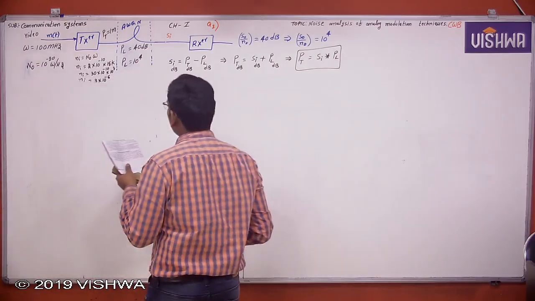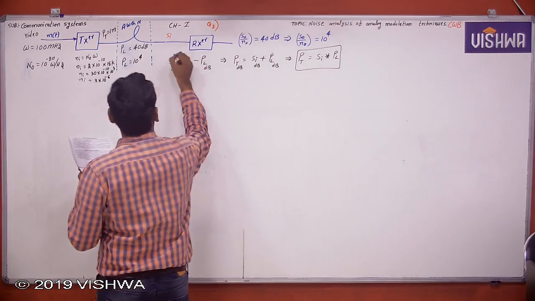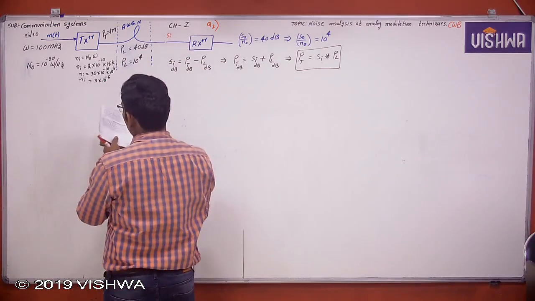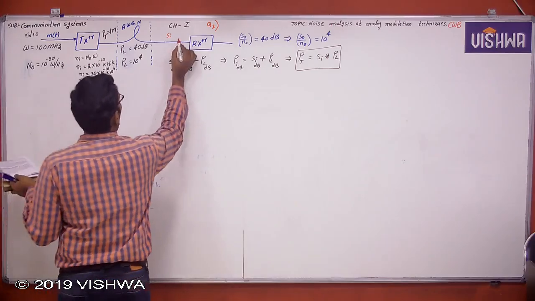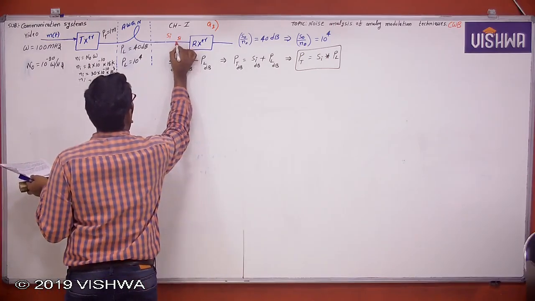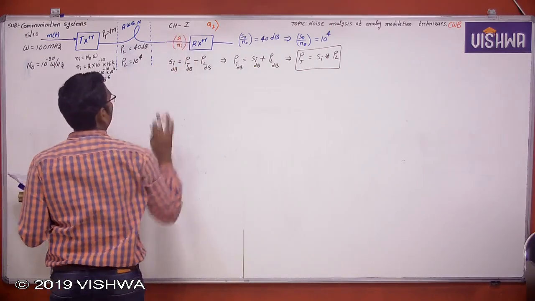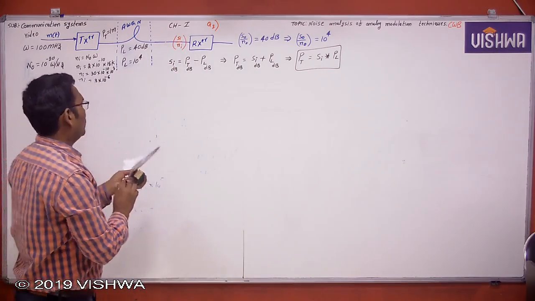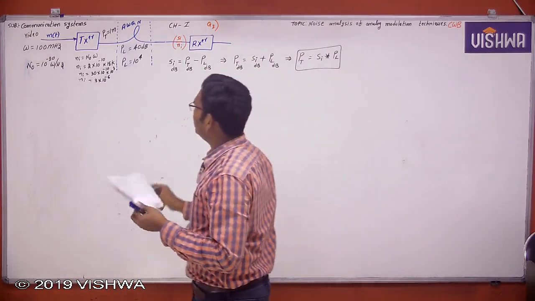Then what he is asking is the signal to noise ratio at the input of the receiver. What is the signal to noise ratio at the input of the receiver? So he is not giving all these things. This is the given data.